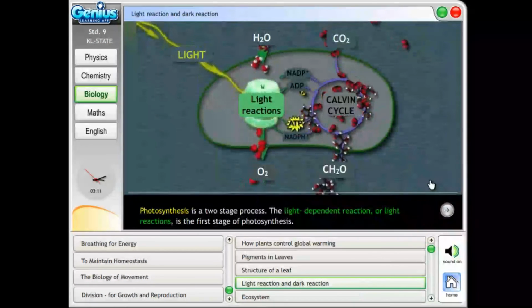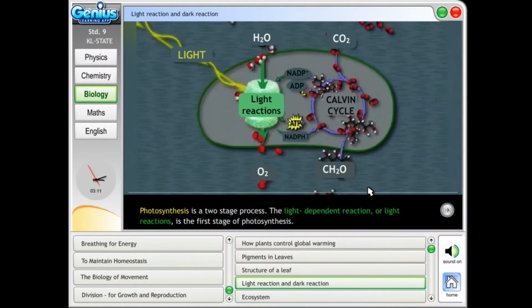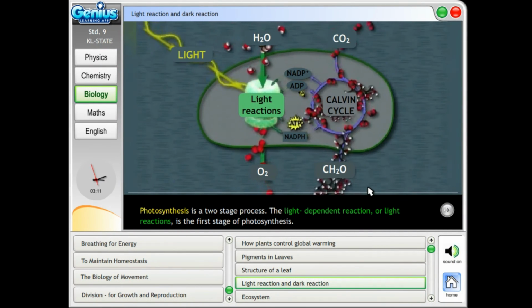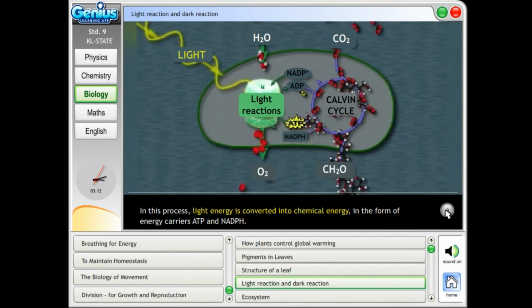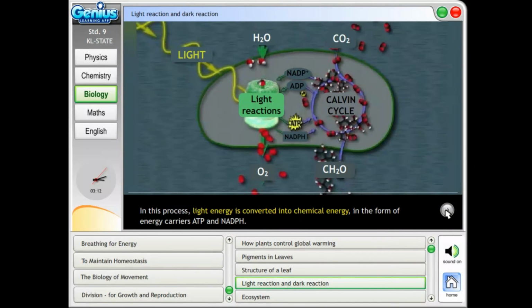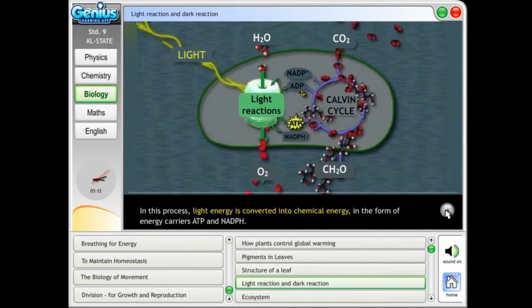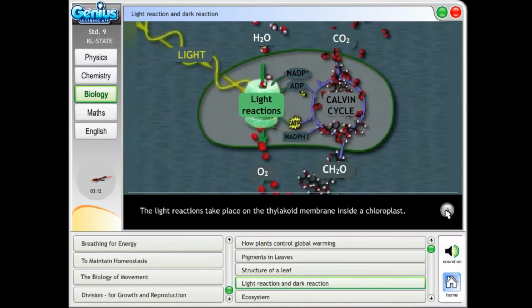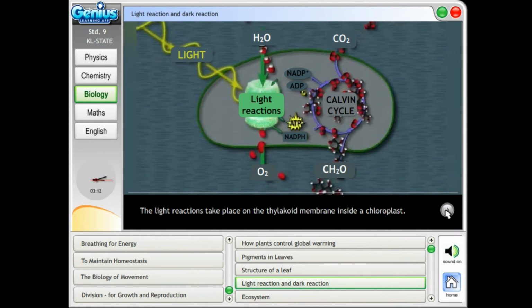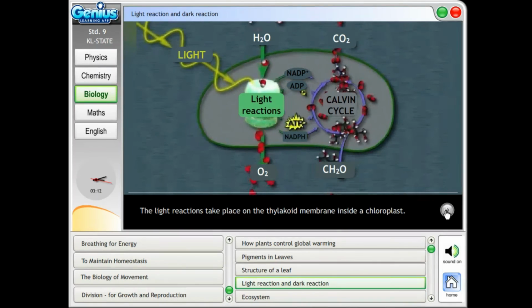Light reaction and dark reaction. Photosynthesis is a two-stage process. The light-dependent reaction, or light reactions, is the first stage of photosynthesis. In this process, light energy is converted into chemical energy, in the form of energy carriers ATP and NADPH. The light reactions take place on the thylakoid membrane, inside a chloroplast.